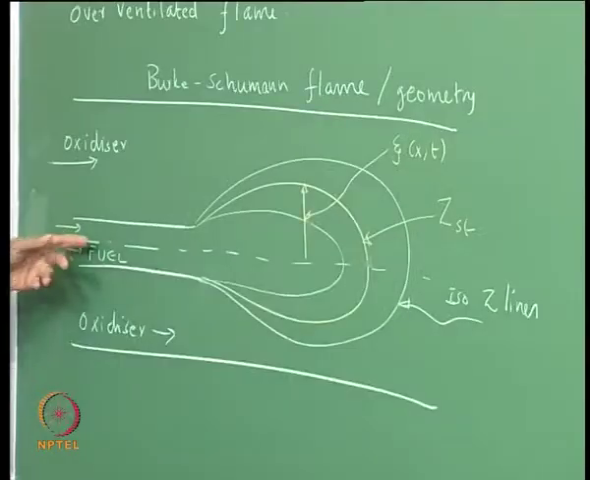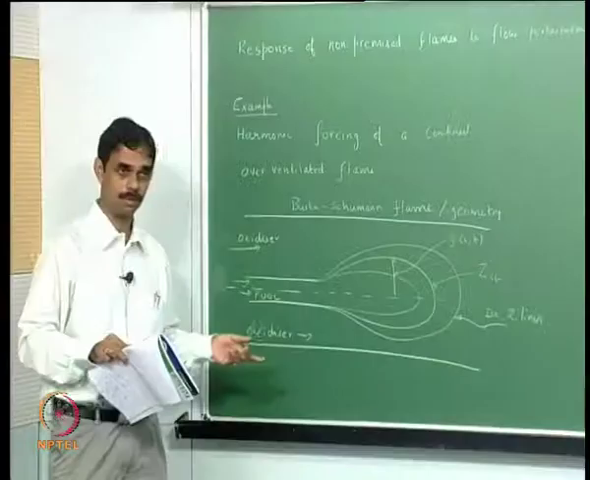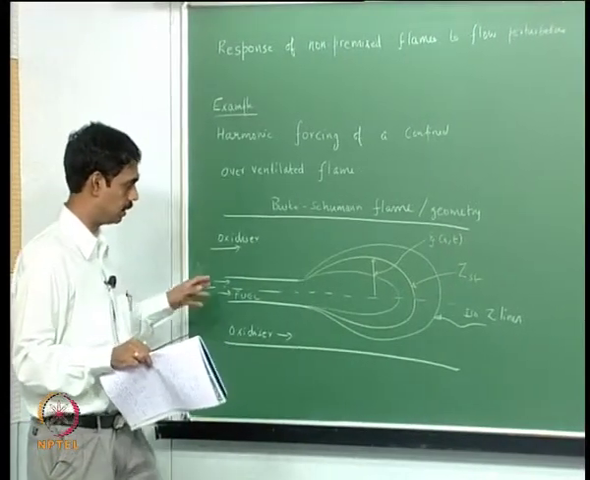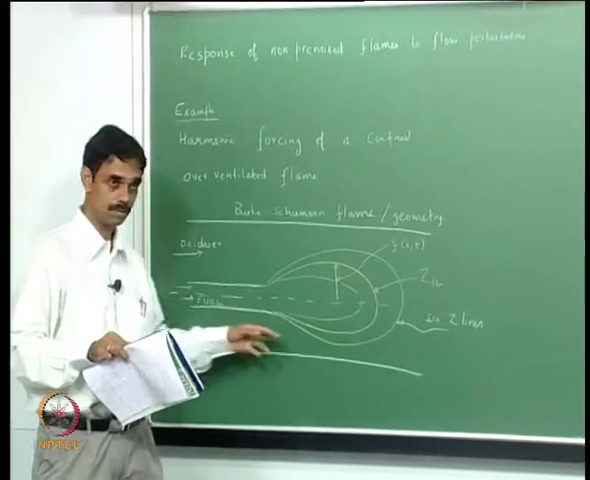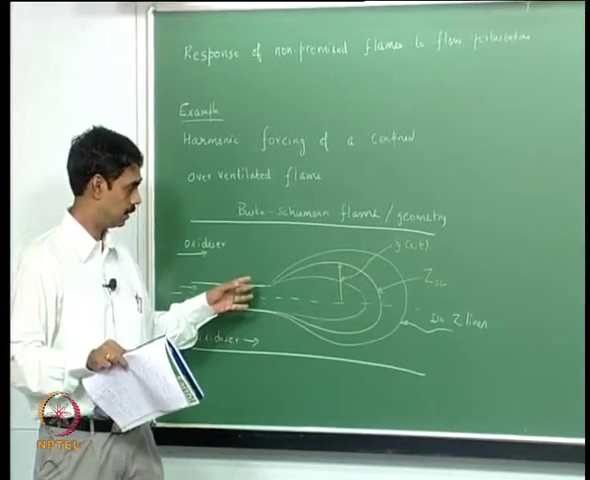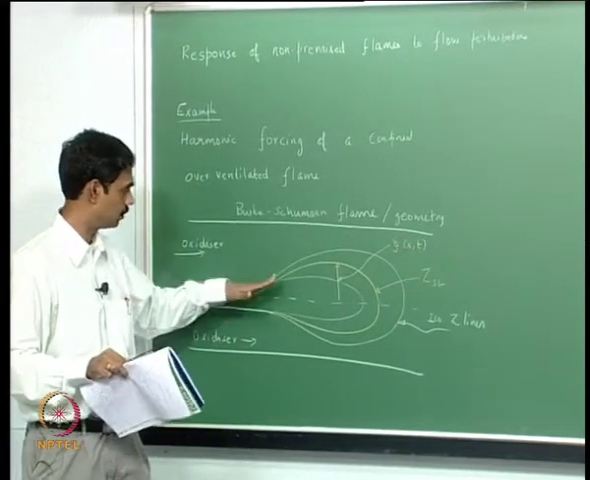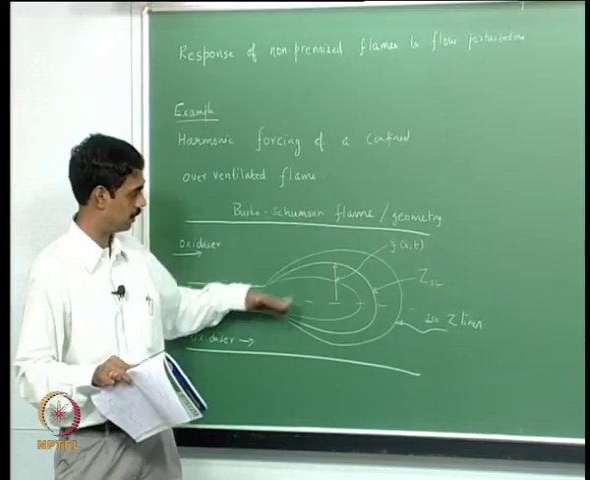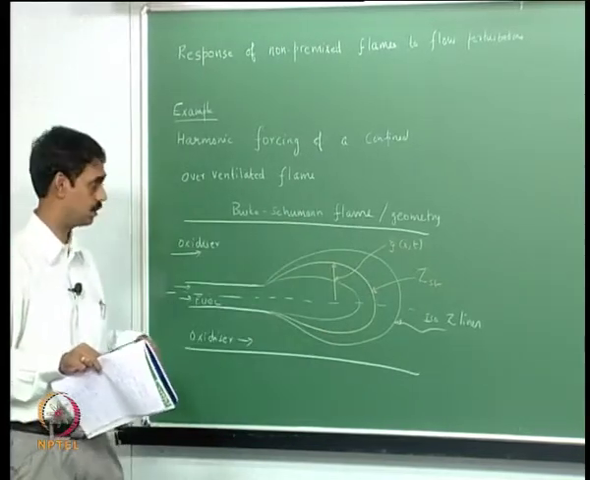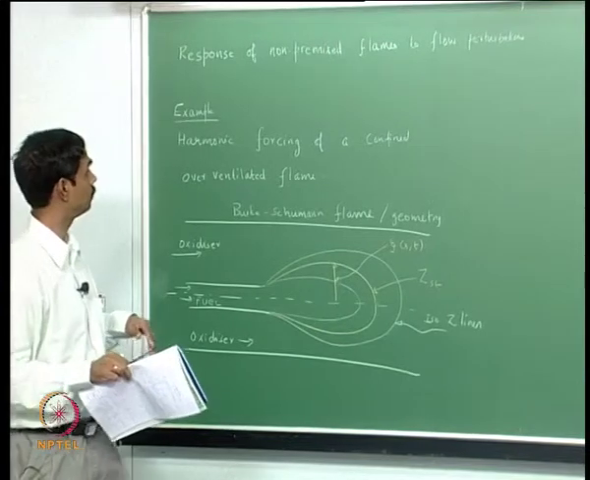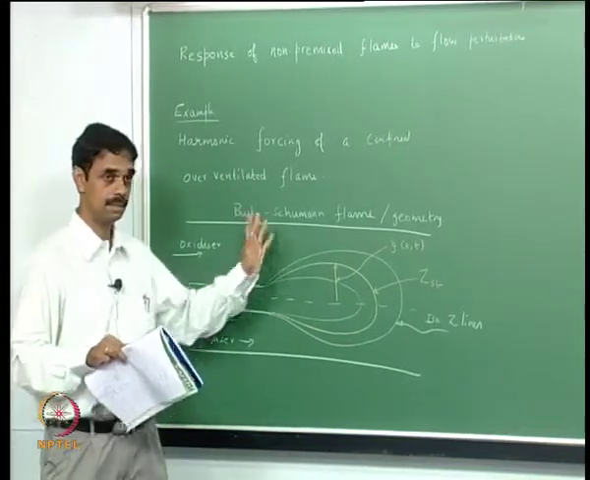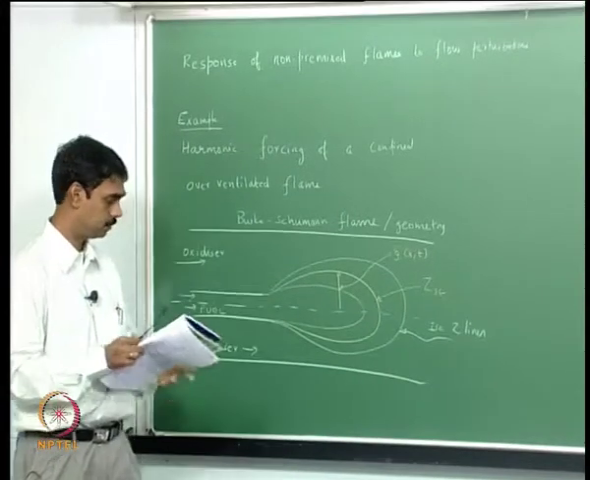So you have fuel coming through a slot, and we are considering two dimensional here. You can work out for axisymmetric also, but two dimensional is simpler, and you have fuel coming inside, oxidizer coming outside. You can work out for the opposite also, but this is the classical configuration, and there will be a flame here which is the diffusion flame. Of course, you can also have other flame configurations where the flame attaches on the walls and so on. So this is over-ventilated, we can have under-ventilated flames also, then it will go that way.